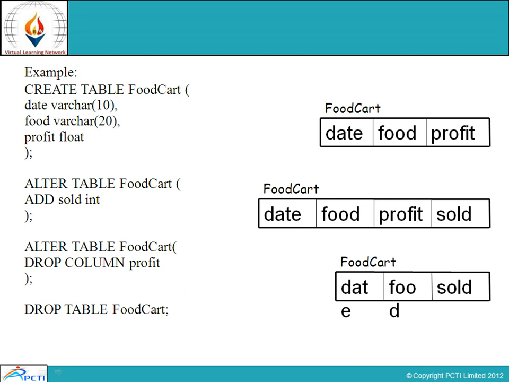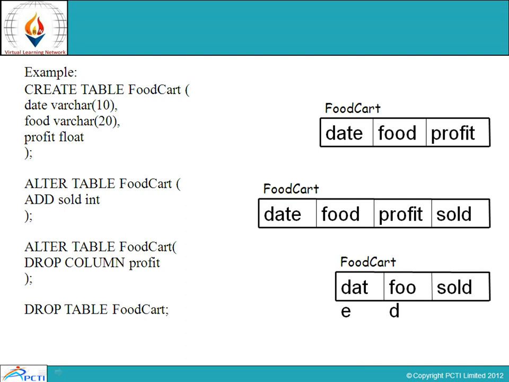If you want to alter a table, we already discussed the syntax. What is the syntax? It is the words ALTER TABLE and after that the table name. Then you can write ADD if you want to add more columns. Here the column added is sold and int is its data type. You will be able to see here that a column is added with the name sold.